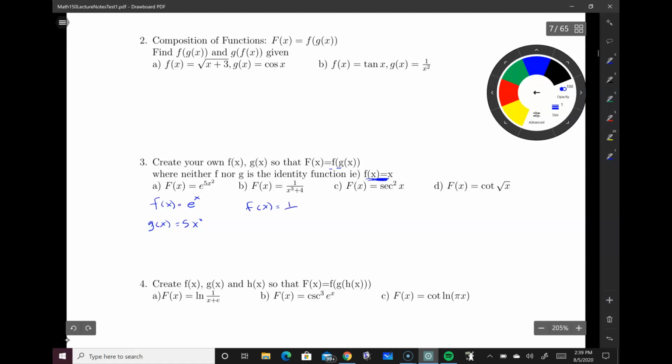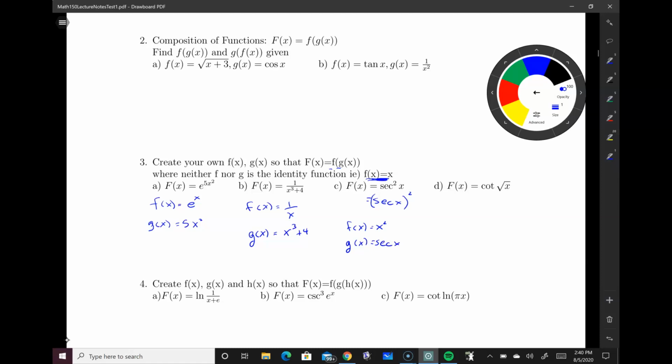But I'm just going to go with the straightforward 1 over x being the outside function f of x, and the g of x function being x cubed plus 4. This one here, I want to make sure you know this is the same thing. I could rewrite this as secant of x all squared. So my outside function f of x will be x squared, and my inside function is secant of x.